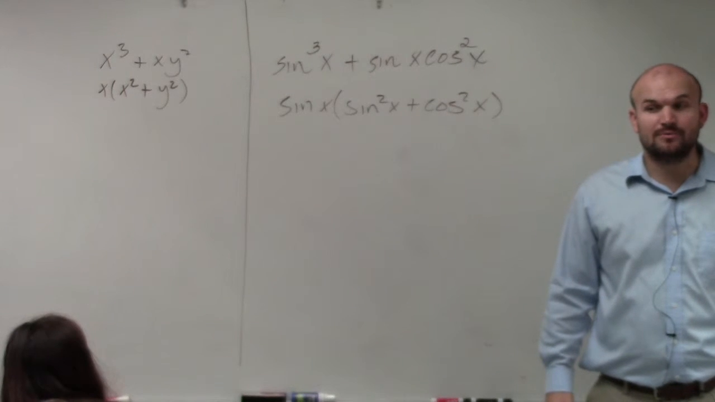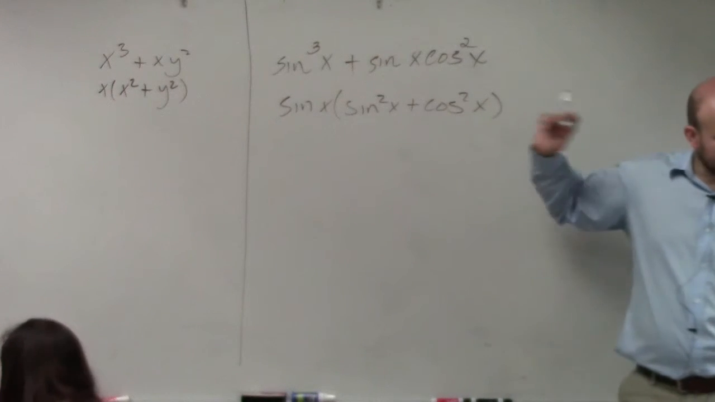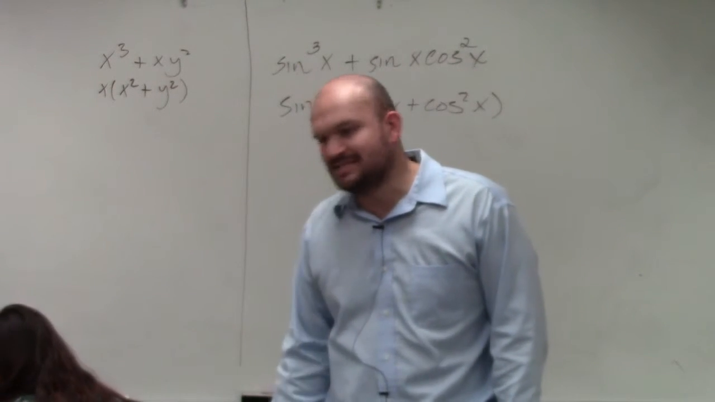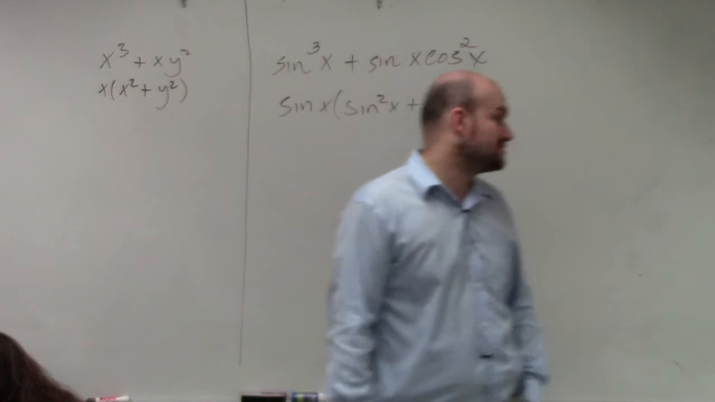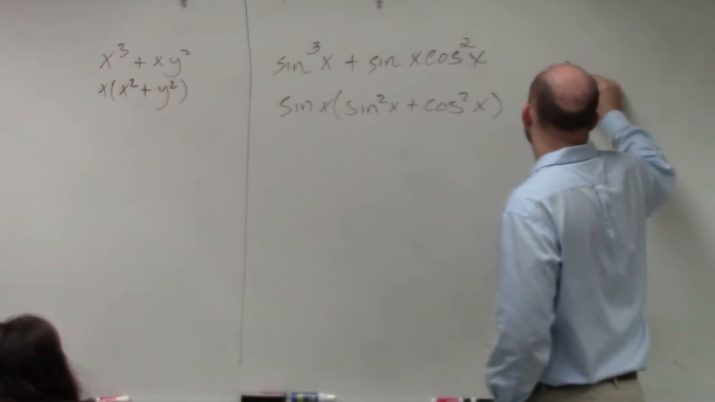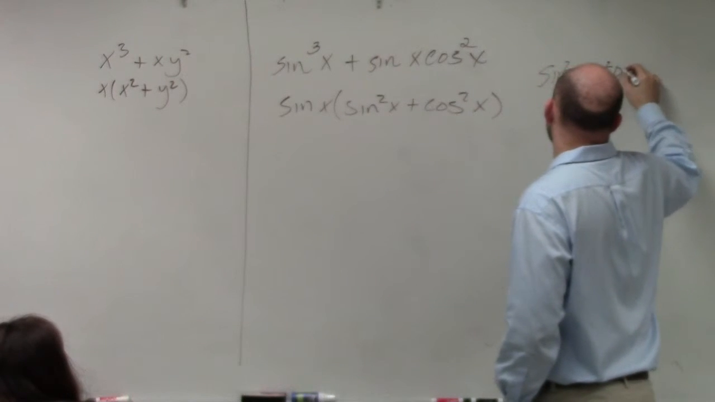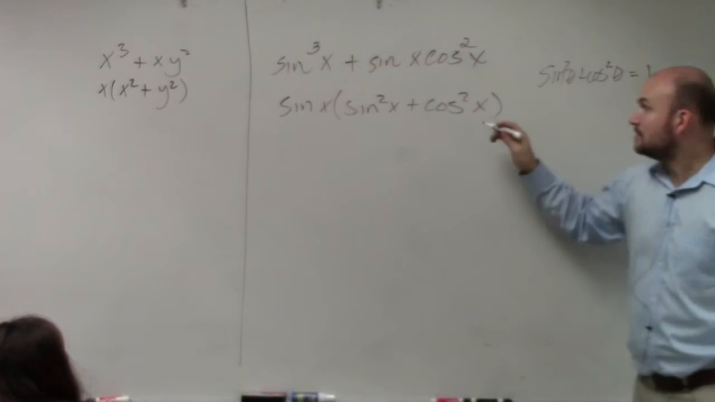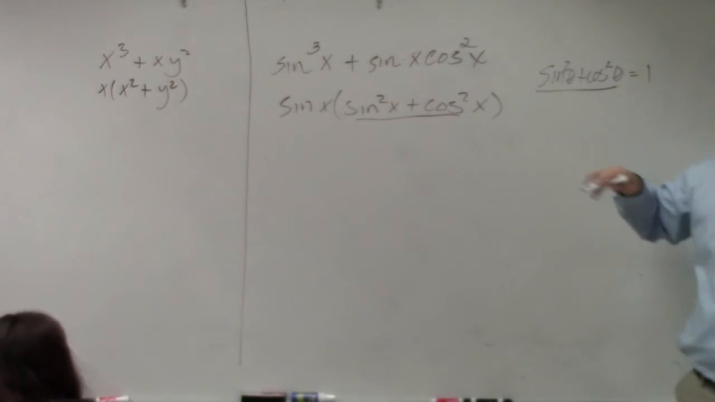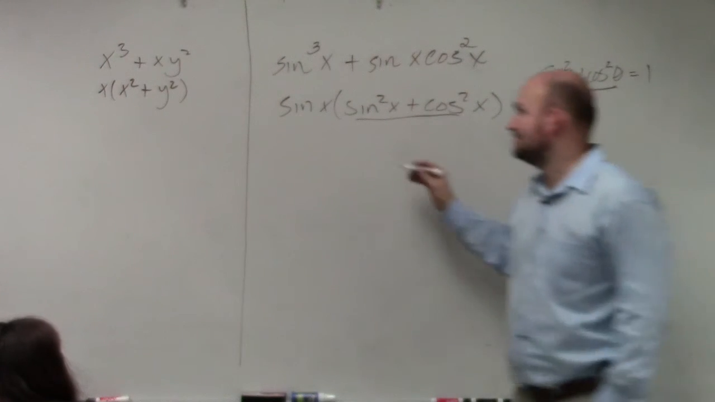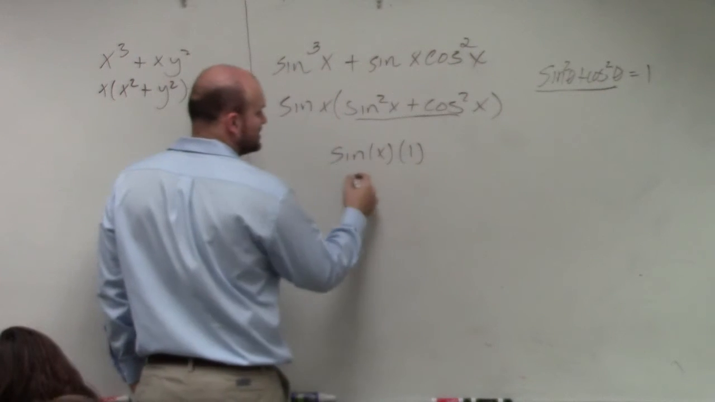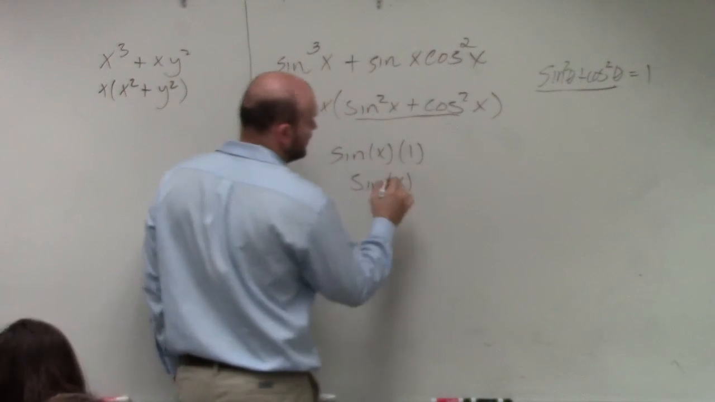Now, if you guys look at your identities, you have the Pythagorean identities. The first Pythagorean identity says the sine squared plus cosine squared equals 1. Sine squared of an angle plus cosine squared of an angle is equal to 1. This is equal to 1. So sine of x times 1 is just equal to sine of x.